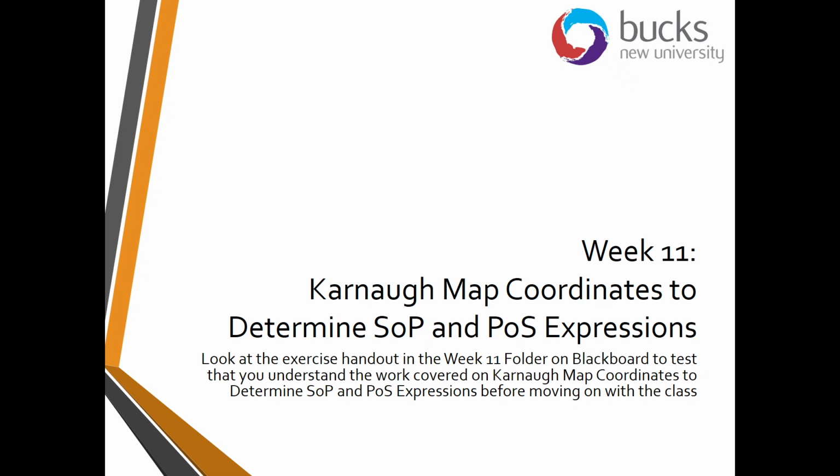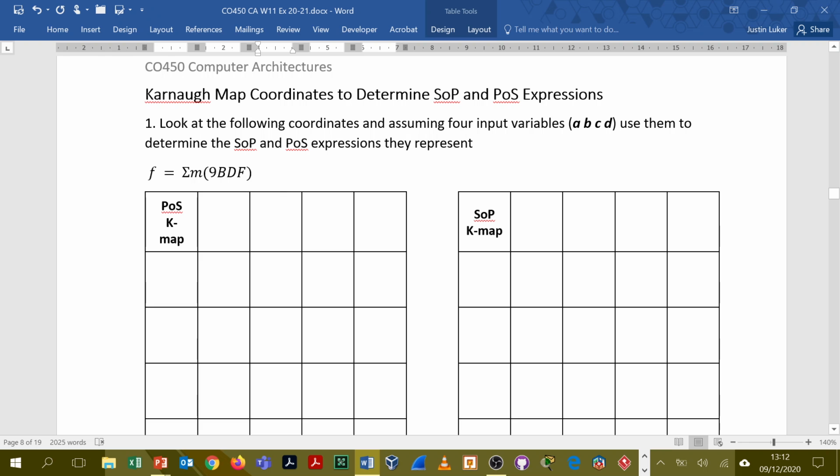So again, we have a little exercise for doing this, and again, if I have an exercise, it means it's going to be in the TCA as a hint. So make sure you're familiar with these coordinate positions. So we'll do the exercise now. So here we are back in the exercise sheet. So Karnaugh map coordinates to determine SOP and POS expressions. So again, look at the following coordinates and assume 4 inputs.